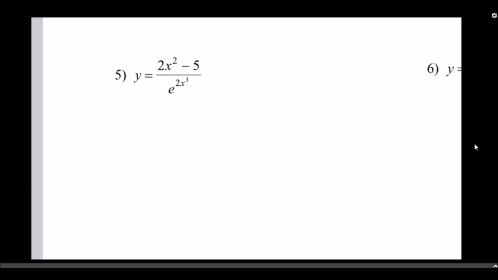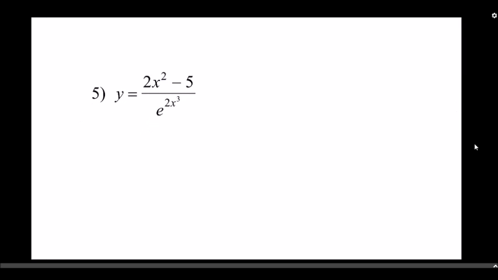Okay, question 5 is another application of the quotient rule. This one's a little trickier to simplify, so make sure you're watching all the steps. It's the same quotient rule. It's low d high minus high d low.